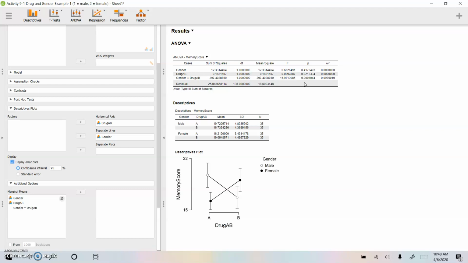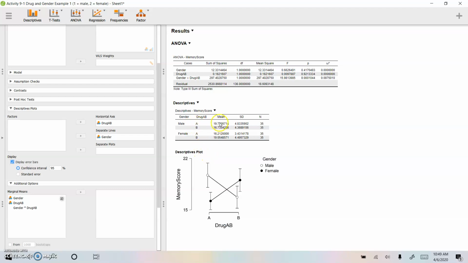Right? So what do we mean by having an interaction? An interaction means that the effect of drug A versus drug B on memory scores depends on whether or not you're male or female. So if you look at the graph here, we can see that males have better memory scores with drug A than with drug B. Females had better memory scores with drug B than with drug A. So it's an interaction because different things are happening for the males and females.